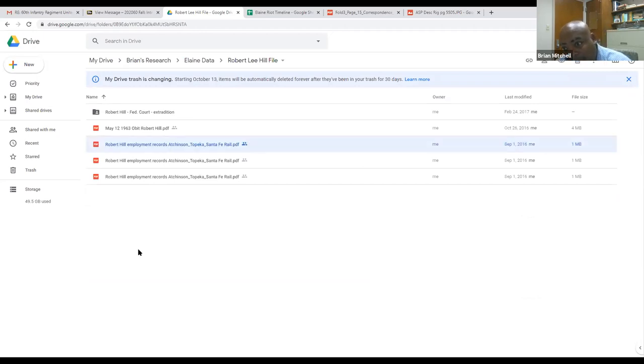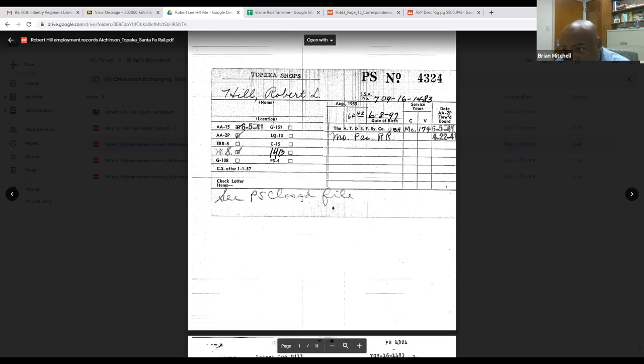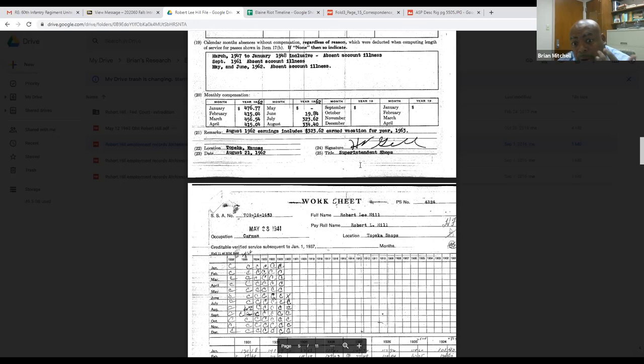So these are his employment records. He was employed by the Atchison, Topeka, Santa Fe Railroad. And we actually have the record where he goes to the HR office right before he retires and says, look, my real name isn't Smith. I want you to change my name on my retirement papers to Hill. These were all records in the files of the railroad company that we were able to put together. And these were also in Kansas.